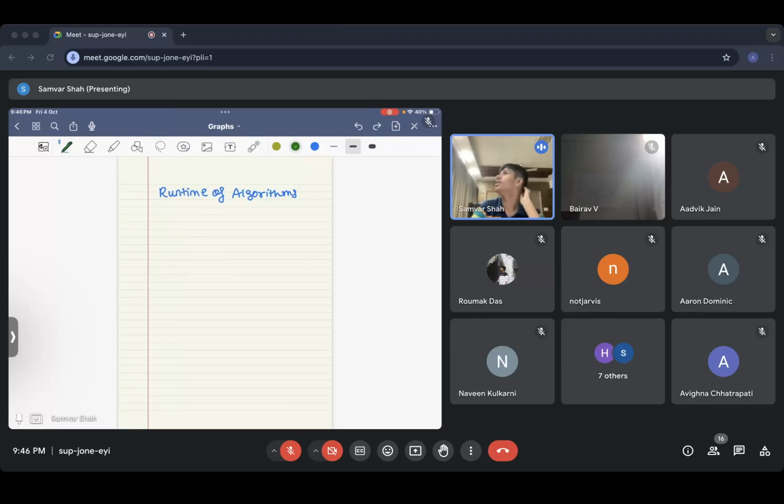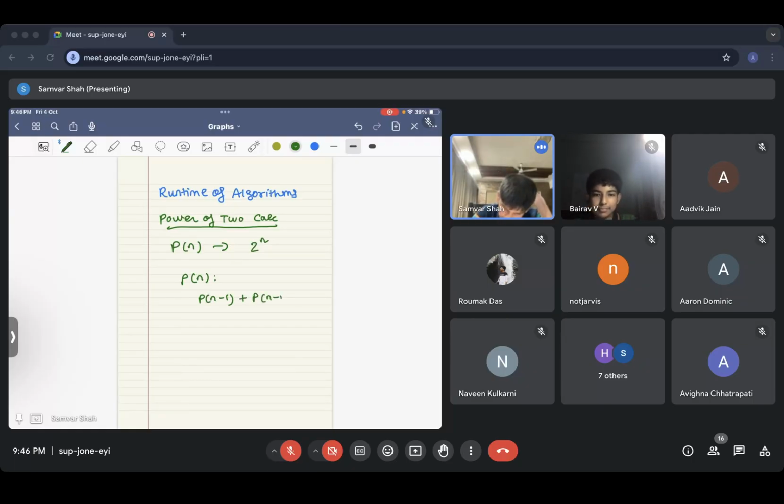So let's see what code snippet I can use. Okay, I have a very nice code snippet. Let's call this code snippet power of 2 calculation, where I'm going to say that P of n is 2 to the power of n. And I am going to define P of n as P of n minus 1 plus P of n minus 1.